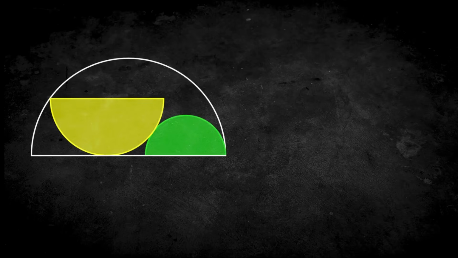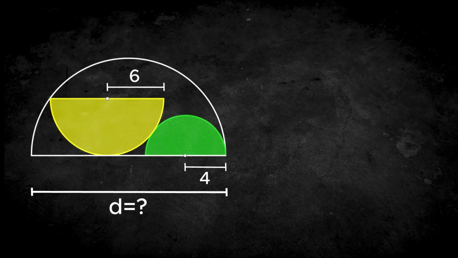Consider the following figure. We have three semicircles, where the smaller two are tangent to each other and are inside the largest semicircle. If the radii of the semicircles inside are 6 and 4 units, what is the length of the diameter of the largest semicircle?